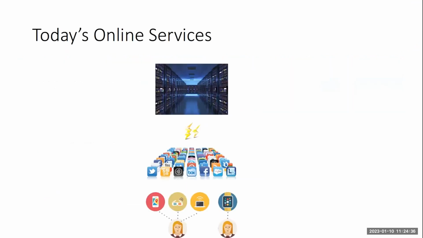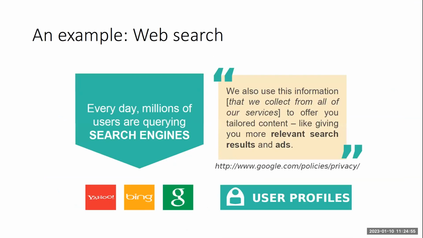Right. So today's online services look pretty much like this. You have users accessing online applications through a variety of devices. And these applications rely on remote infrastructures like cloud or data centers. Among these online services, I'll take numerous examples and try to explain the threats that are open in these services. So one of them is web search. Of course, web search is used by millions of users every day. The most well-known search engine is Google.